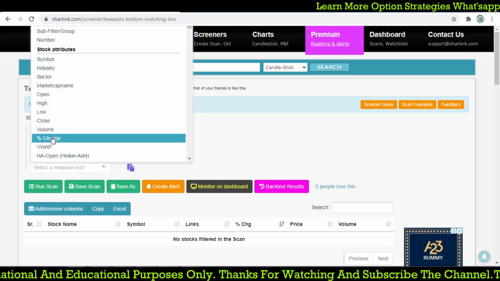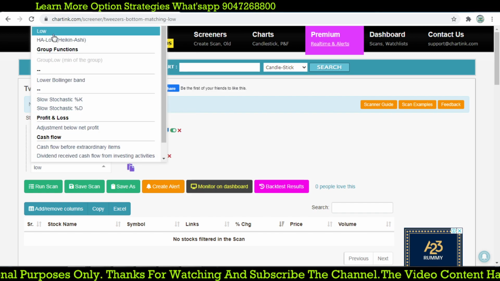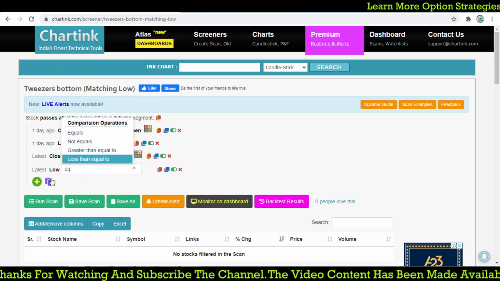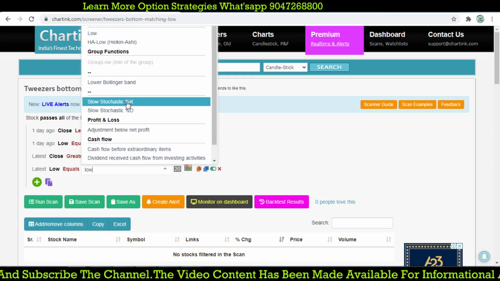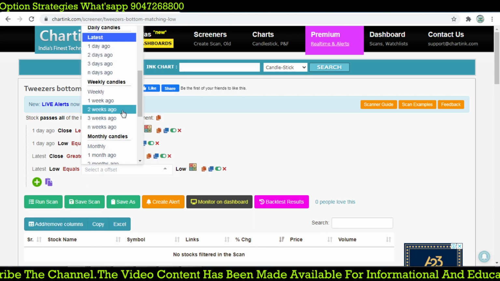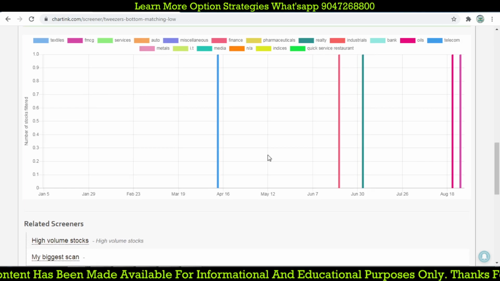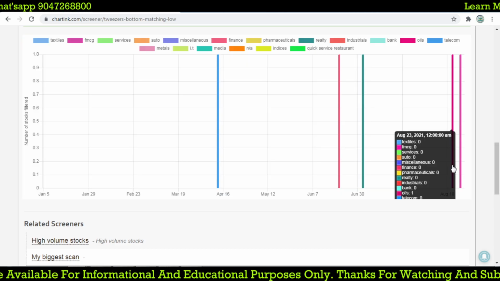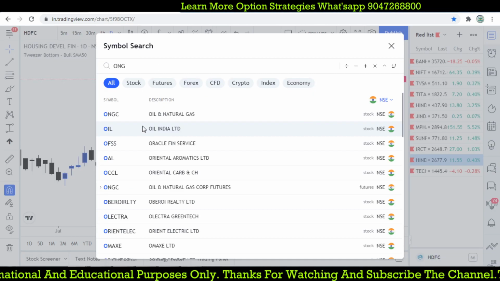let's add some other conditions. The low of the latest low or whatever, because both the lows are the same. The latest low equals somewhere around the low of monthly. Low of monthly. So if you follow that, we will find out how many stocks form, and only a few stocks. Yesterday, I think Voltas was perfect, and on 23rd August, ONGC. So few stocks form such a kind of pattern.